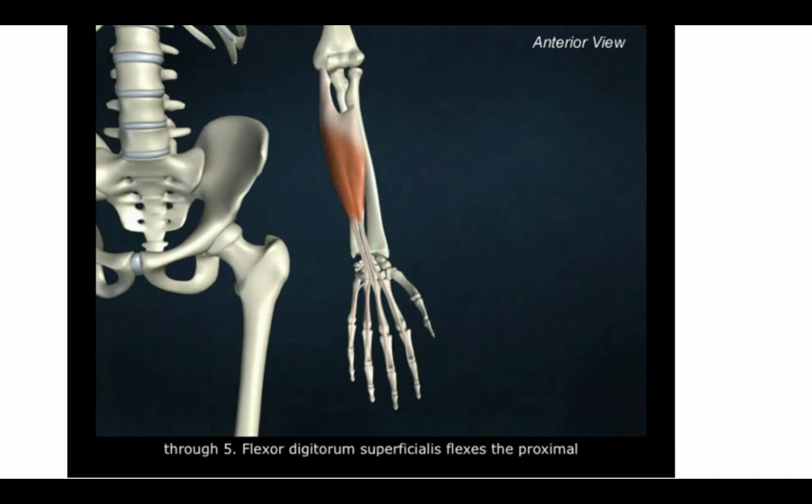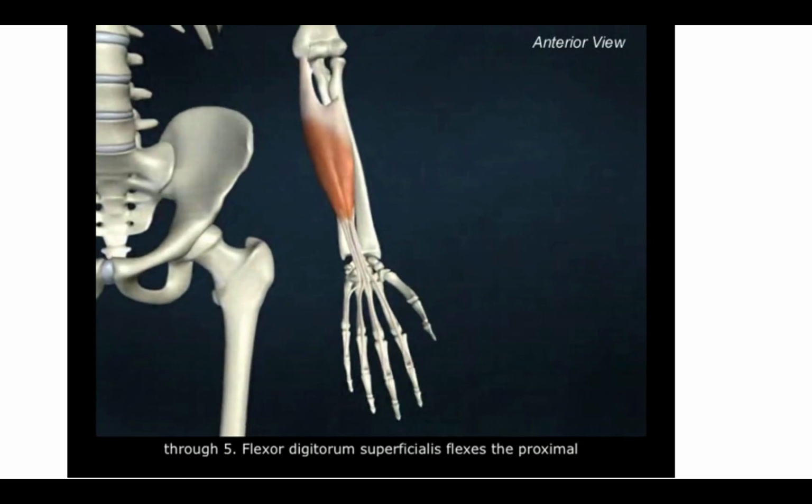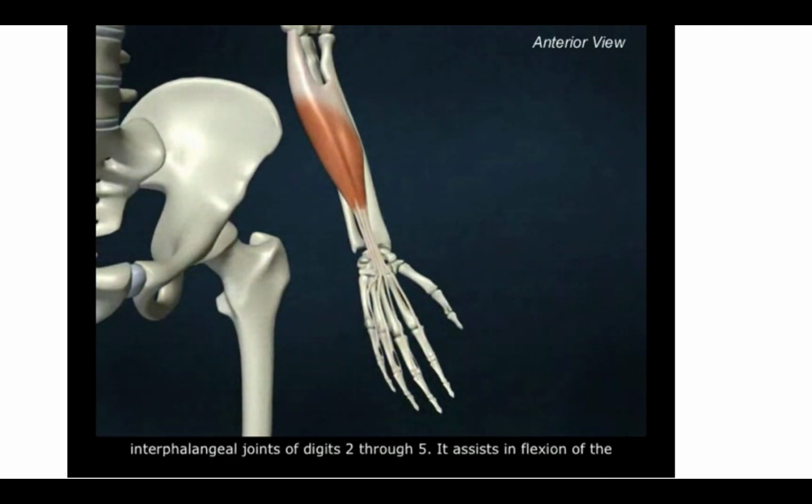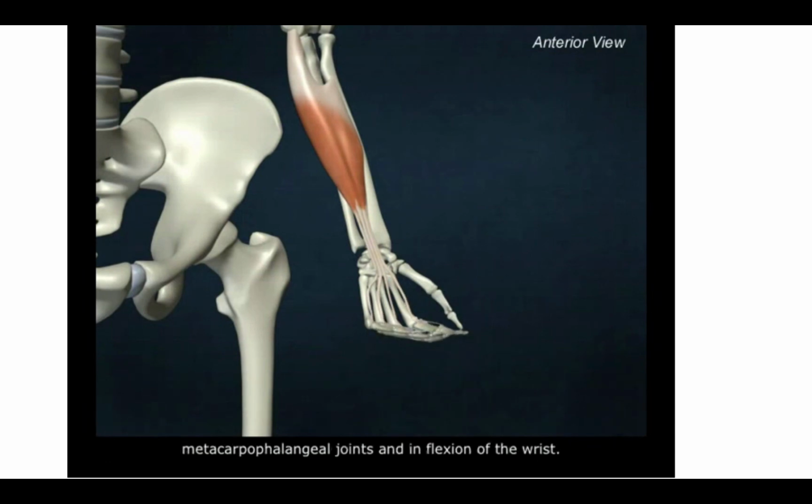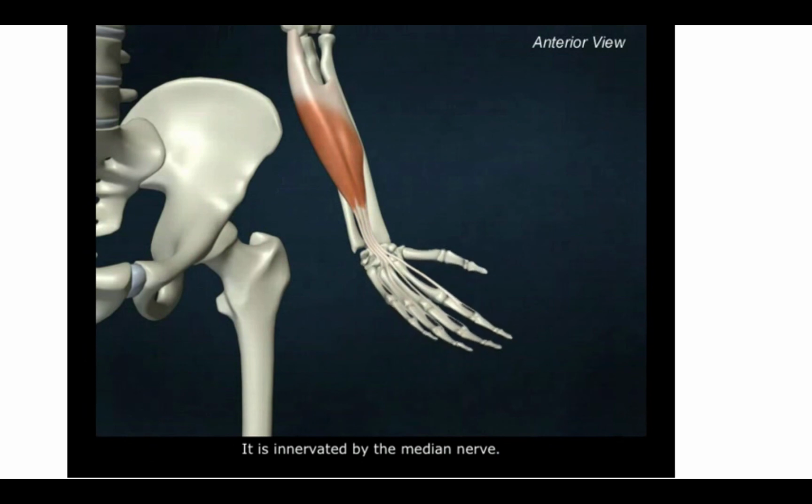Flexor digitorum superficialis flexes the proximal interphalangeal joints of digits 2 through 5. It assists in flexion of the metacarpophalangeal joints and in flexion of the wrist. It is innervated by the median nerve.